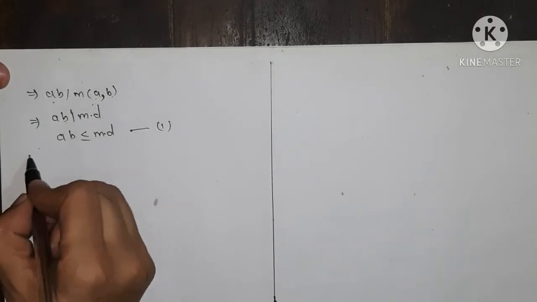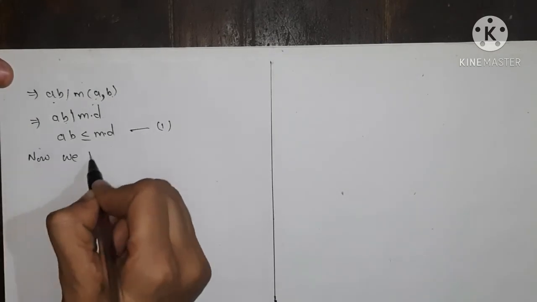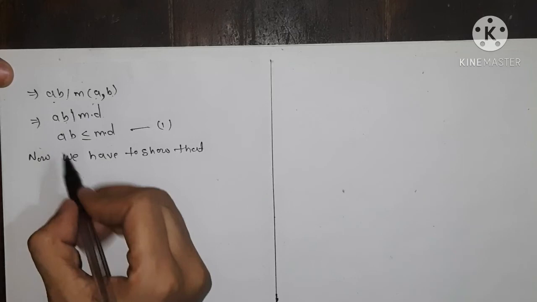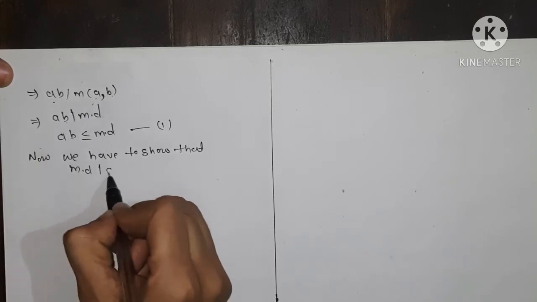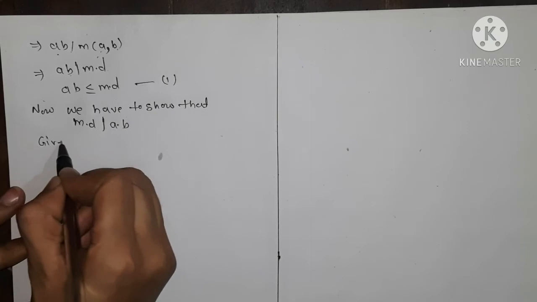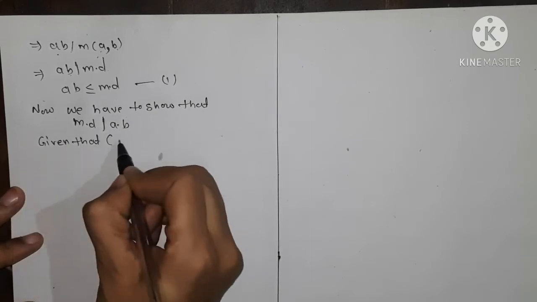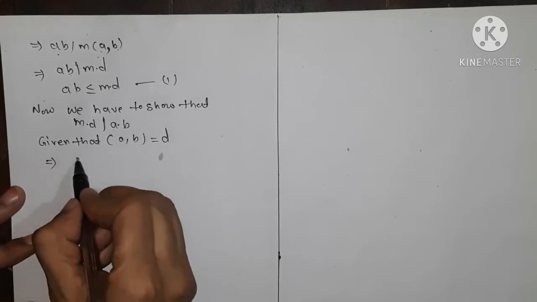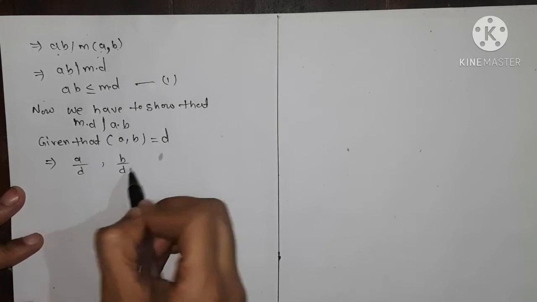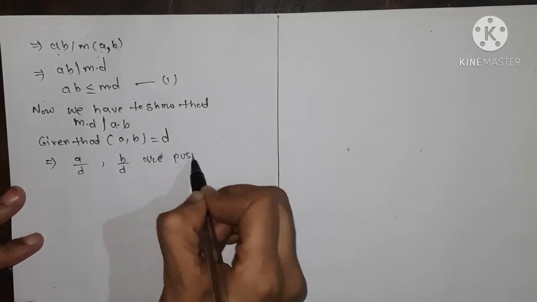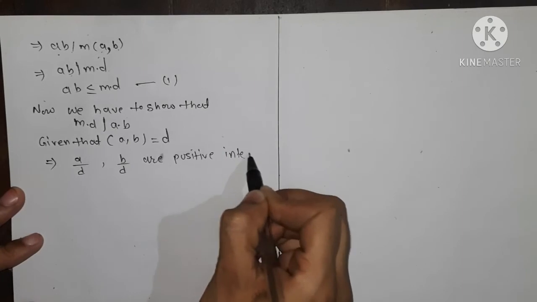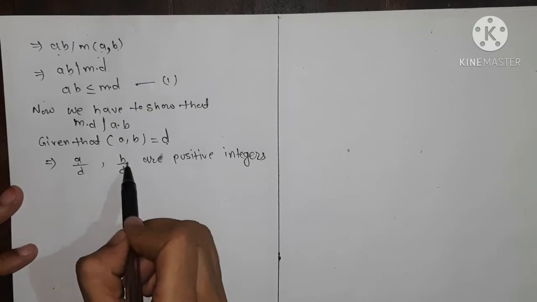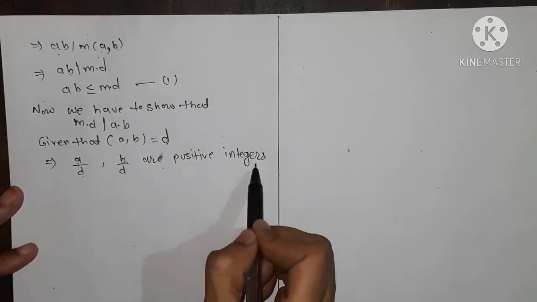Now we have to show that M into D divides A into B. Given that GCD of A comma B is equal to D, this implies A upon D comma B upon D are positive integers. Since D is a positive integer, A and B both are positive integers, therefore A upon D comma B upon D are positive integers.